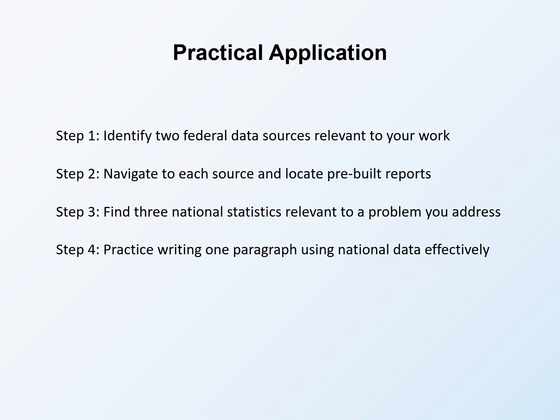Step 3. Find 3 national statistics relevant to a problem your organization addresses. Use the pre-built resources you located. Select statistics that are current from authoritative sources and directly relevant to your program focus. Step 4. Practice writing 1 paragraph using national data effectively. Lead with your most striking statistic, provide context in human terms, and set up a comparison to local conditions. This paragraph should frame the national significance of a problem before drilling down to local impact.